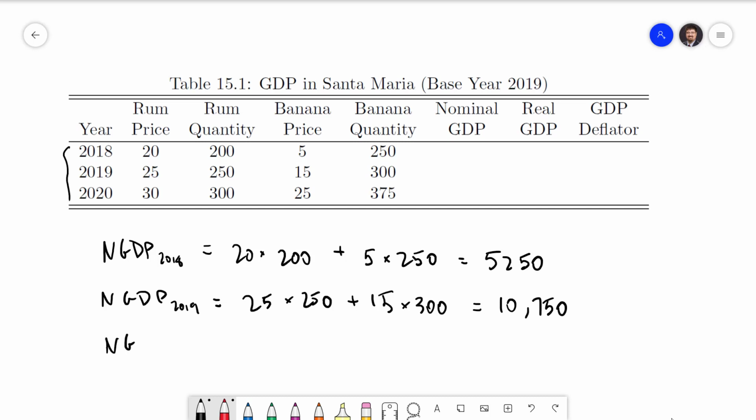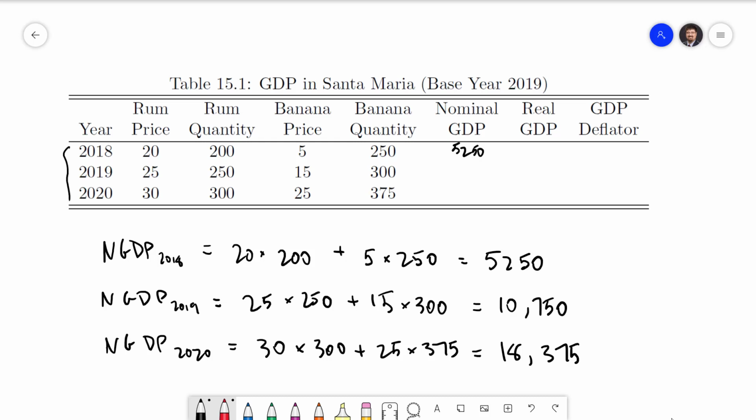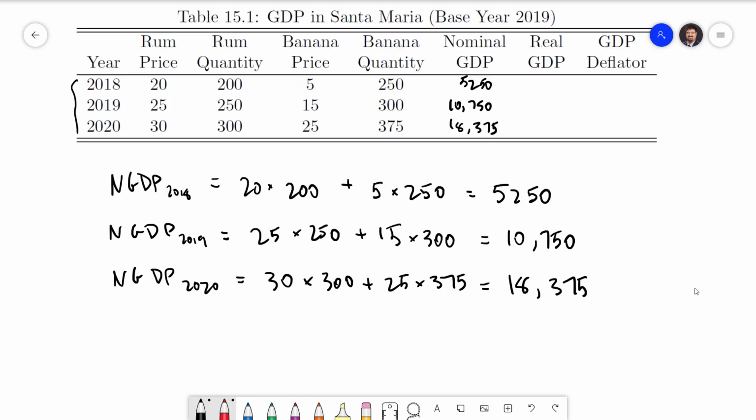Doing the same thing for 2020, we're again going to update all our numbers to reflect the new prices and quantities. And that's going to give us a GDP of 18,375. I'm going to put those numbers in our table. Next, we're going to calculate the real GDP for each year.